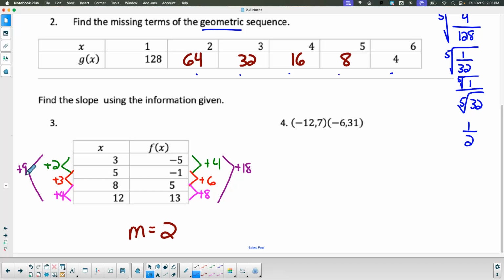When we are given 2 points, then we subtract the y's over subtracting the x's. Seven minus 31 is negative 24. Negative 12 minus negative 6 is negative 6. Negative 24 divided by negative 6 is positive 4.